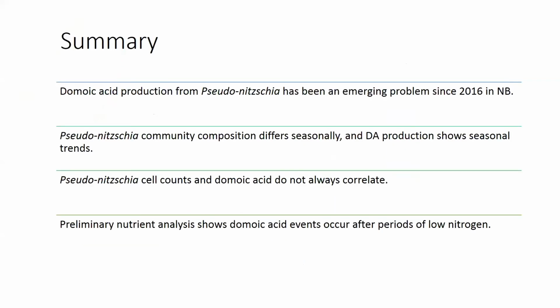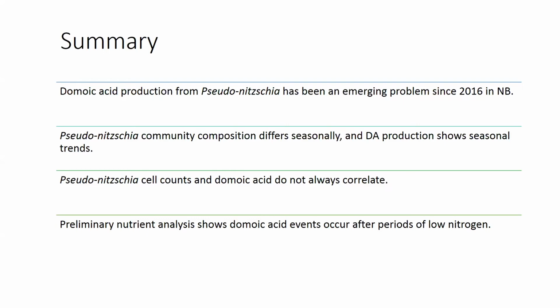Okay, to summarize where we're at here, we find that domoic acid production from PN has been an emerging problem since 2016 in NMB and Narragansett Bay. We are showing that the community composition differs seasonally, and also that DA production shows seasonal trends. The Pseudo-nitzschia cell counts and the domoic acid production do not always correlate. That's something that's been a mystery for quite some time that we're very interested in.